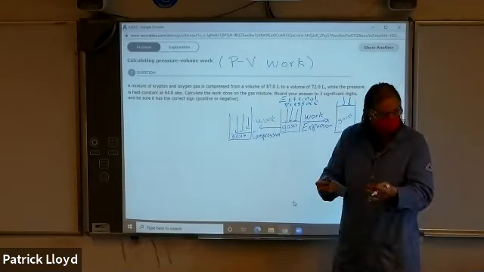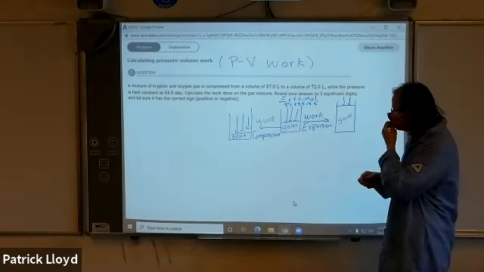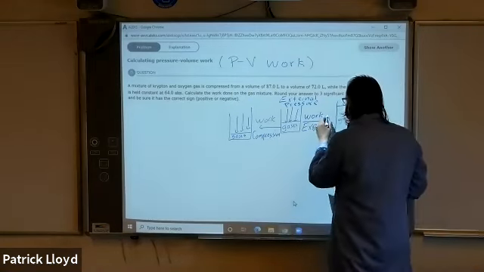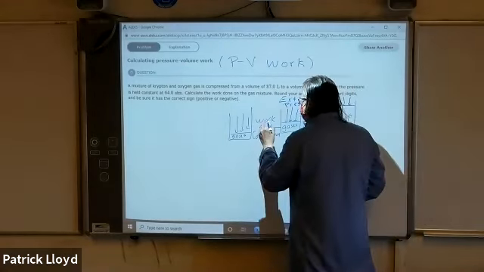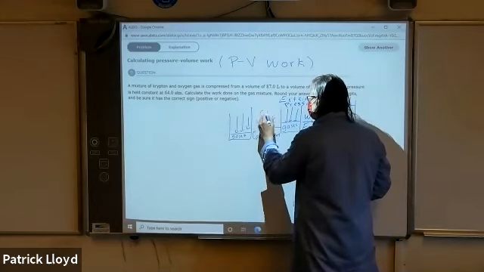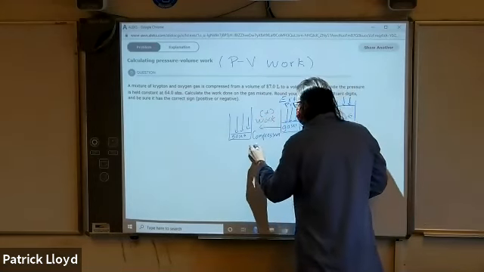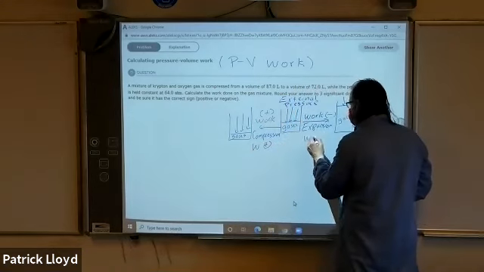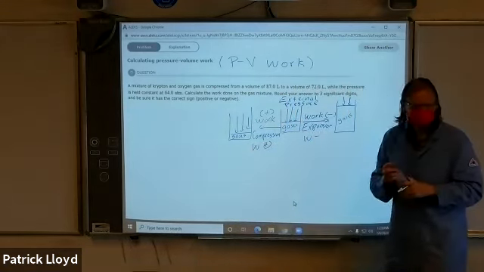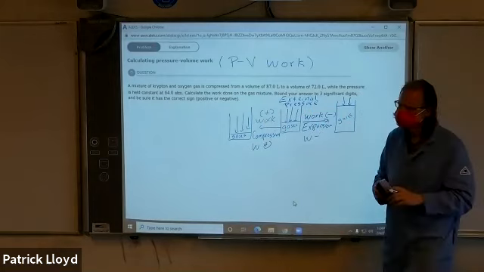And it's just the sign, whether it's positive or negative. If it expands, the sign is negative. If it compresses, the sign is positive. So in this case, W is positive, and in this case, W is negative. That's the only difference right there. Does that make sense?